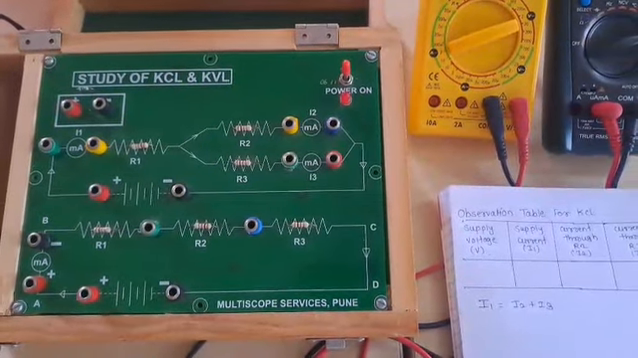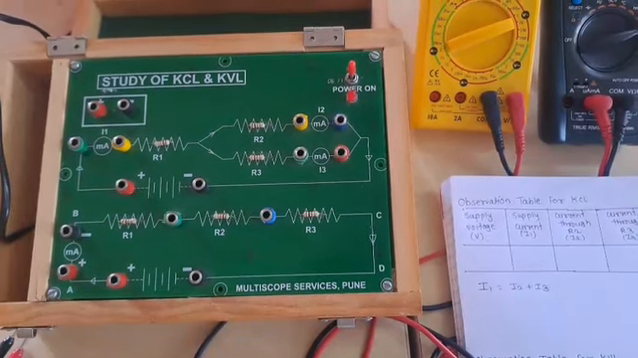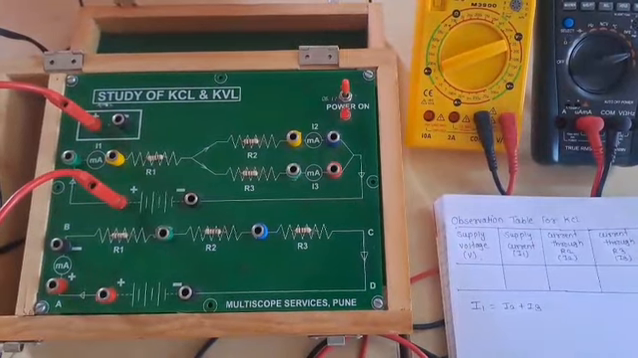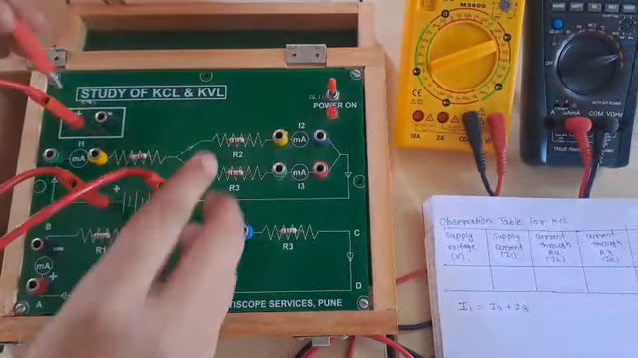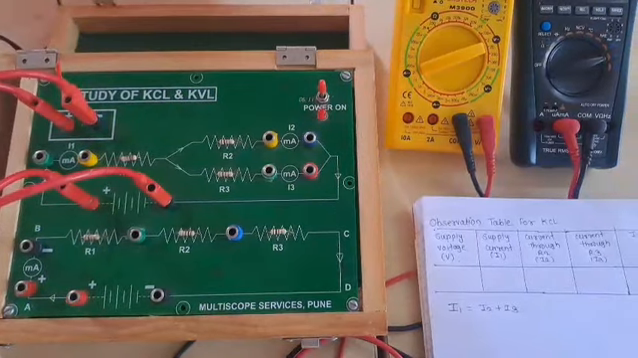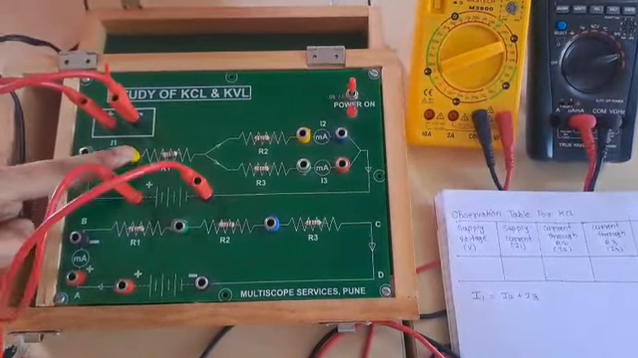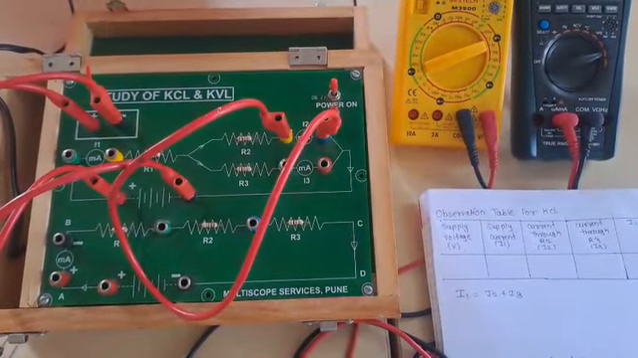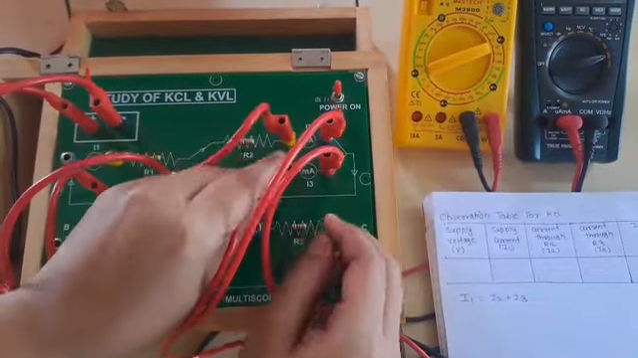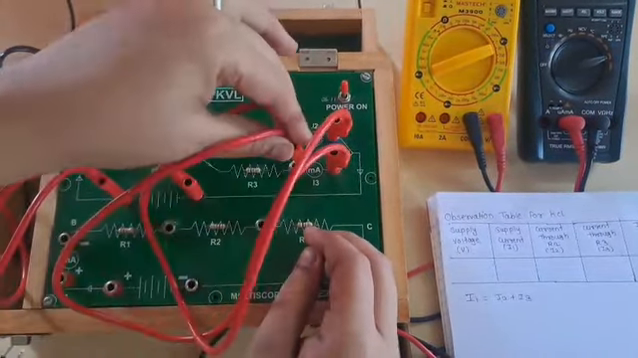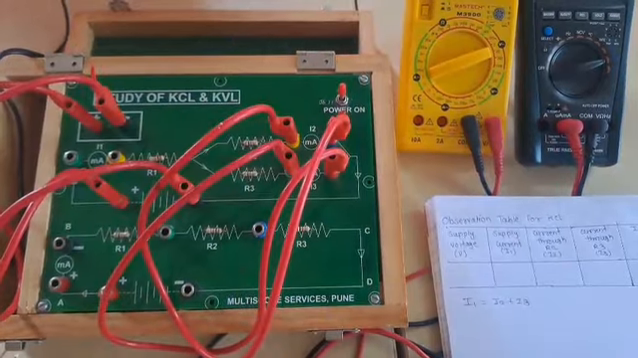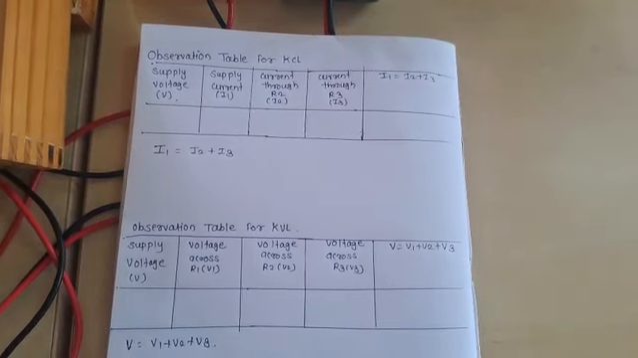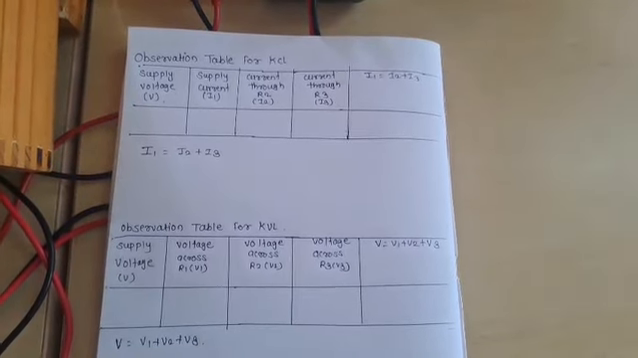First of all, we connect the practical of verification of Kirchhoff's current law. The battery positive is connected to the supply positive. The battery negative is connected to the supply negative. For the measurement of I1, we keep these two knobs open, and I2 and I3 are shorted. This is the observation table for verification of Kirchhoff's current law. Now we will take the readings.